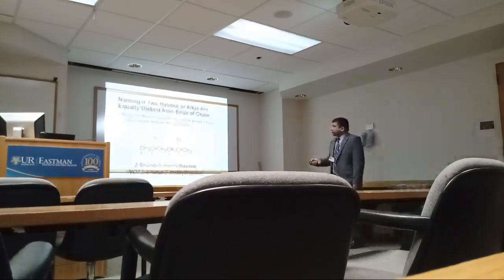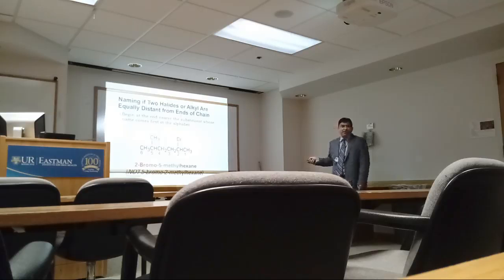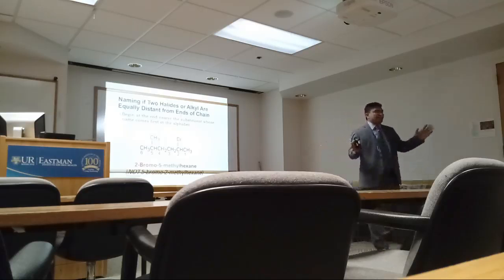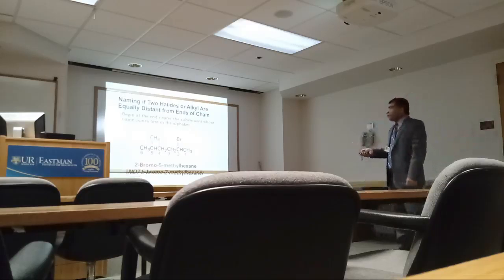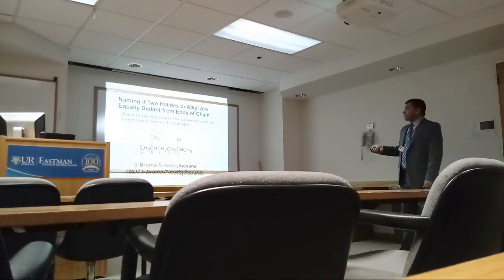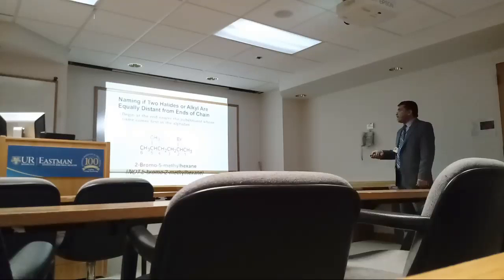And then, begin at the end nearer to the substituent whose name comes first in the alphabet, right? So here we have a case of 50-50. On the 2nd carbon there's a methyl group, and then if you go from this side, on the 2nd carbon we have a bromine. So a 50-50 chance of starting from the left or right. But again, why do we start from the right side? Because of that alphabetical order. We say 2-bromo-5-methylhexane. We cannot say 5-bromo-2-methylhexane because of that alphabetical order.